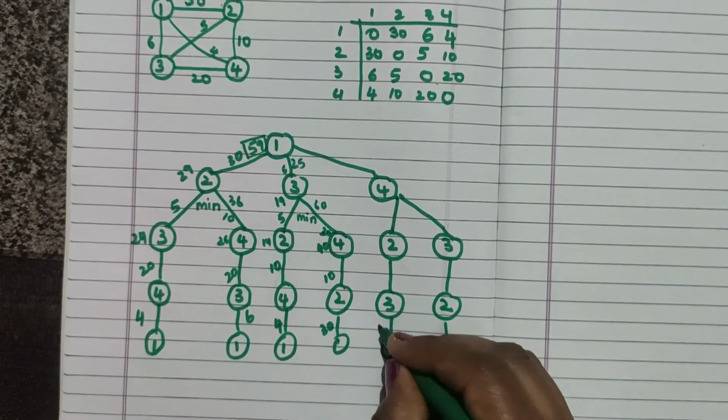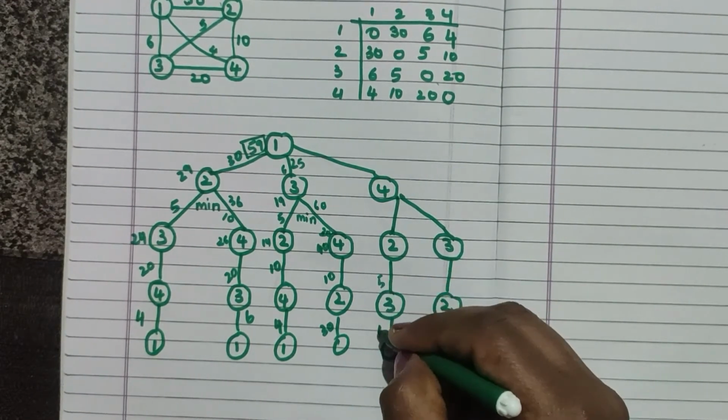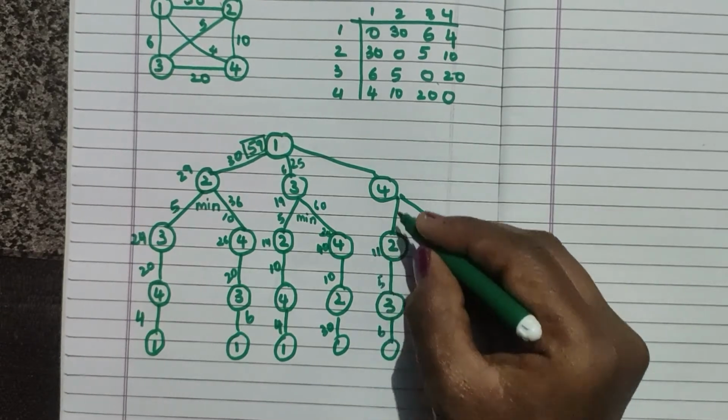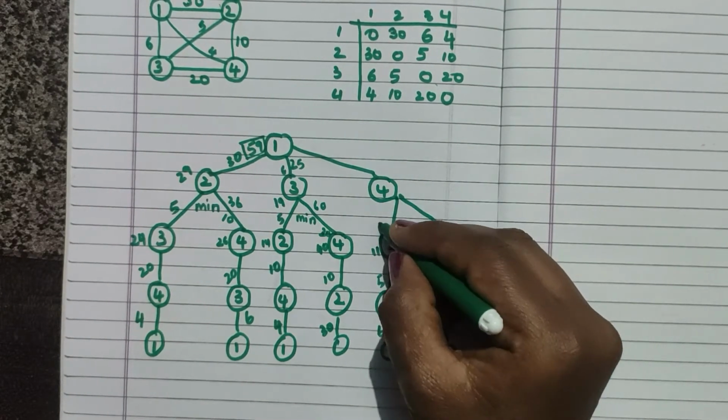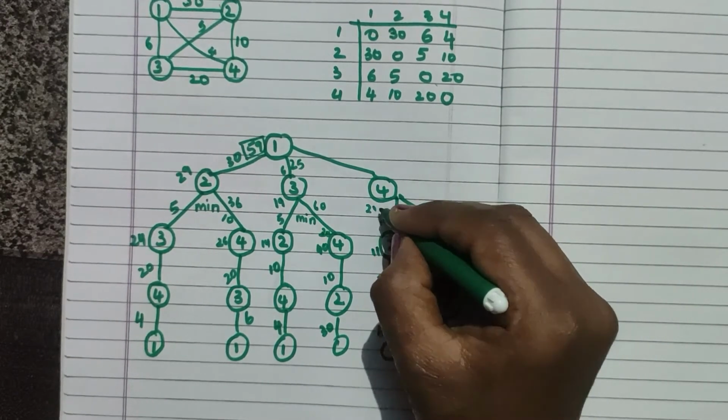Now 3 to 1, it is 6. 2 to 3, it is 5. So add on 6 plus 5, it's 11. Now 4 to 2. 4 to 2, it is 10. So add on this, I get 21. So I just leave it over here.